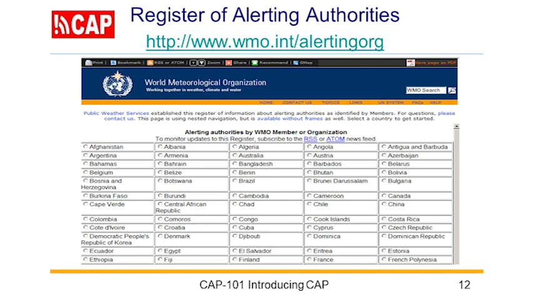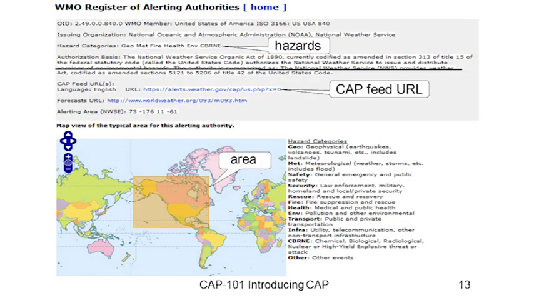This is the URL and screenshot of the first page of the International Register of Alerting Authorities. And I'm going to dive down by checking into the NOAA National Weather Service. You all know what NOAA is? National Oceanic and Atmospheric Administration. It's part of the US federal government. Here we're seeing the NOAA National Weather Service, and we see that the hazard categories for which they normally issue alerts are geo, met, fire, health, environment, and CBRNE.